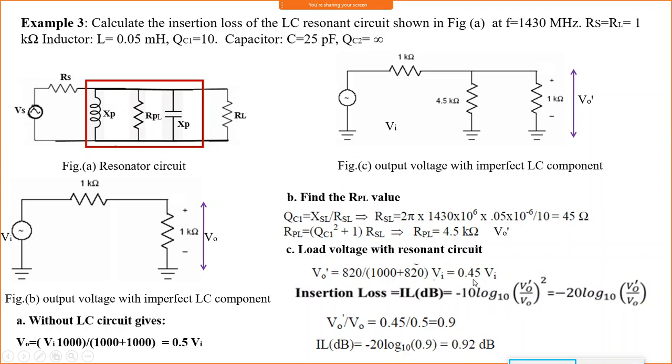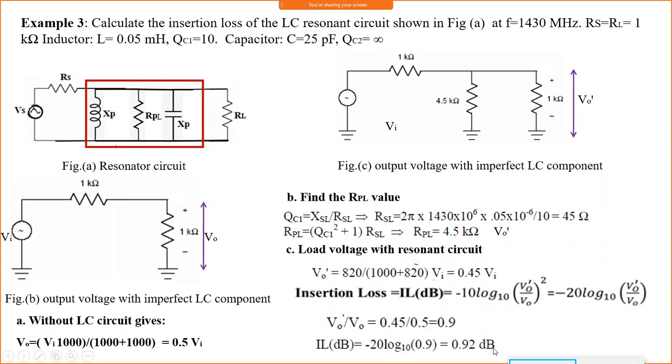That is 0.45 VI. You will be getting 0.45 VI because I have taken this VI only here. So what we got without the resonator network was 0.5 VI, and when the network is inserted, it is 0.45 VI. Now you take the ratio of those two, you will be getting 0.9. In decibels, it is equal to 0.92 dB.